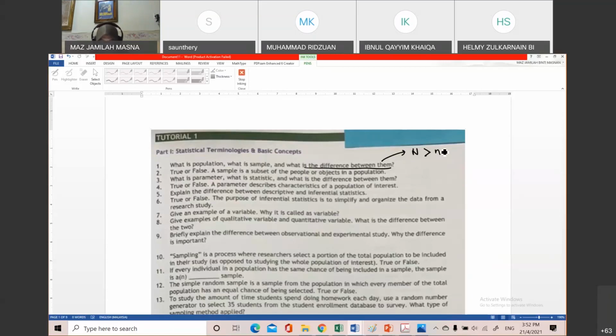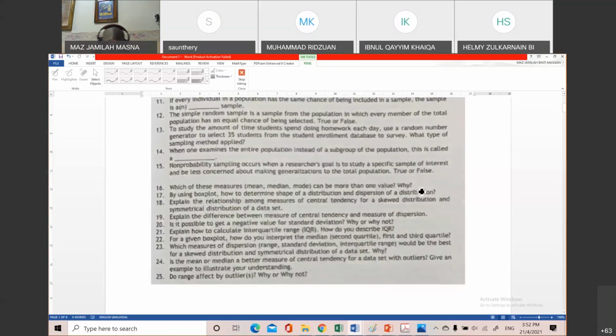True or false? A sample is a subset of people or objects in a population. True, yes. Okay, what is parameter? What is statistic? What is the difference between them?